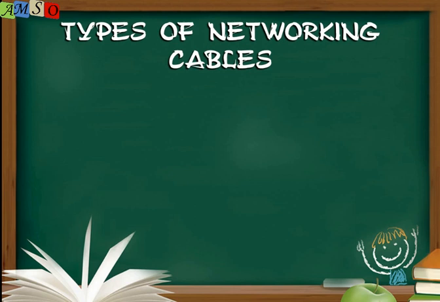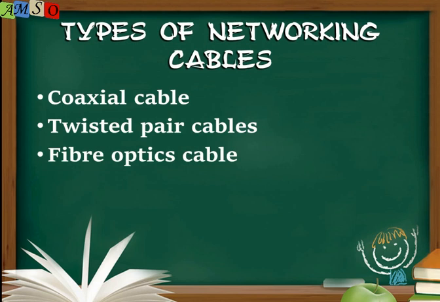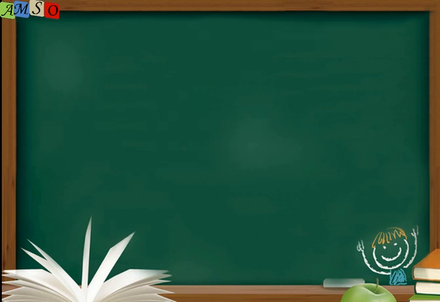So now, the types of networking cables. The types of cables we use for networking. Number one, we have the coaxial cable. The second one is the twisted pair cable. And the third one is the fiber optics cable, or we can call it optical fiber. So now I'm going to show you the images of these types of networking cable.